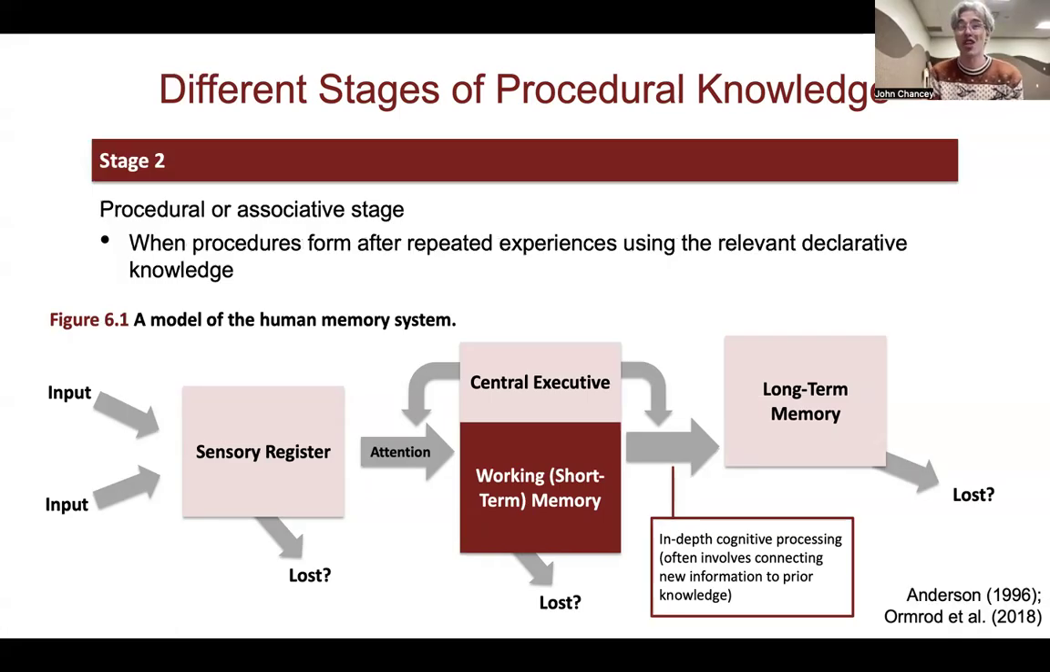Stage two is called the procedural or associative stage. This is when you've had enough practice. You have enough practice, you've kind of embodied that relevant declarative knowledge. So the learning is going to take place a little bit faster here. You're not so caught up in what the definitions are, things like that.